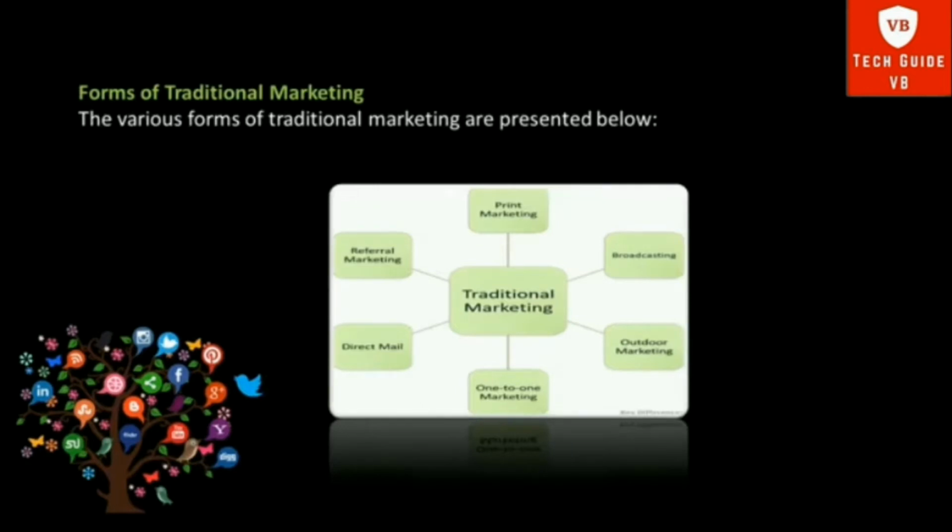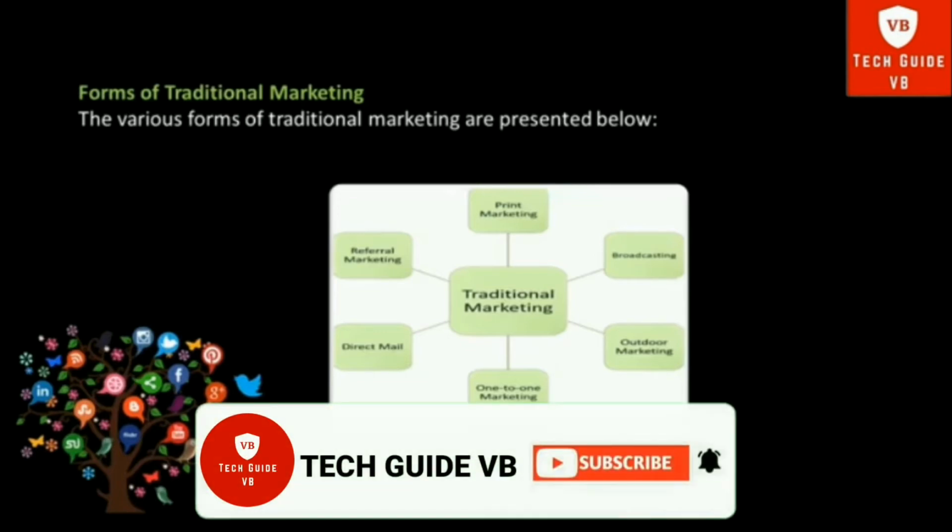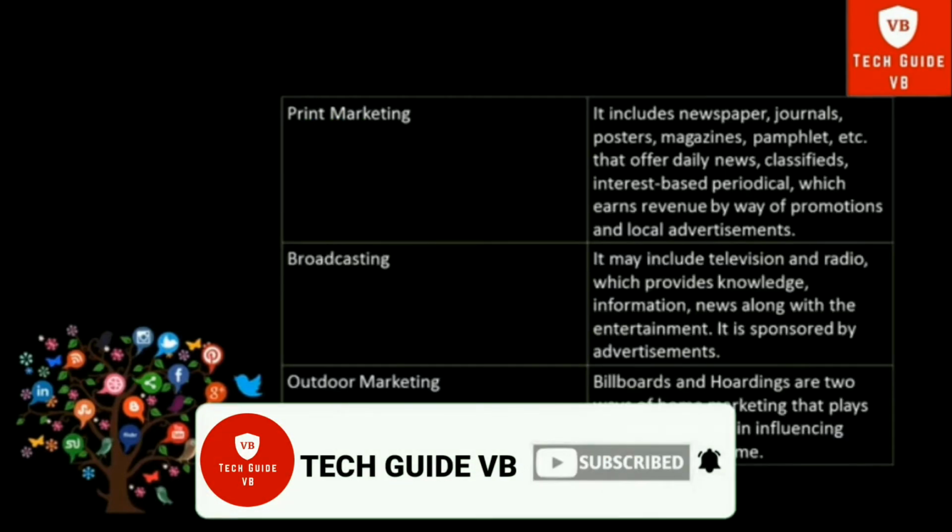Next, the forms of traditional marketing. The various forms of traditional marketing are presented. First is print marketing, then broadcasting, outdoor marketing, one-to-one marketing, direct mail, and referral marketing.